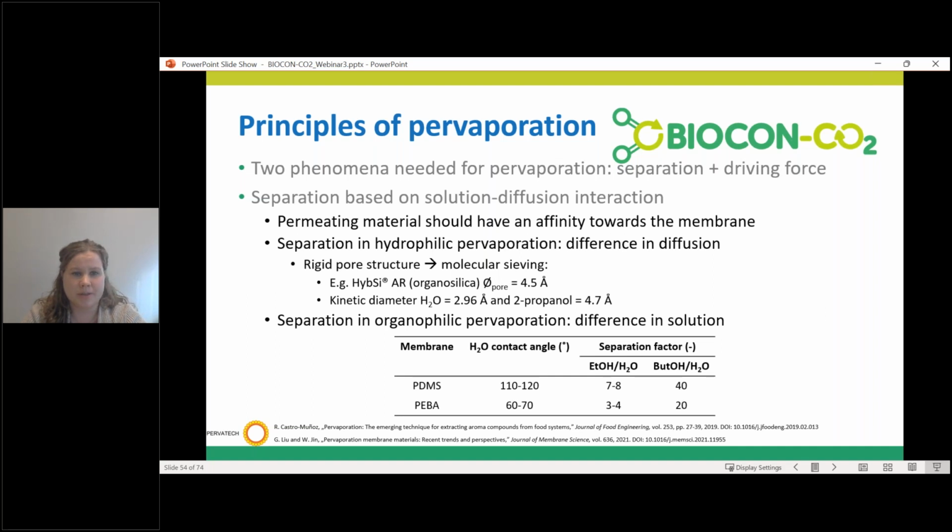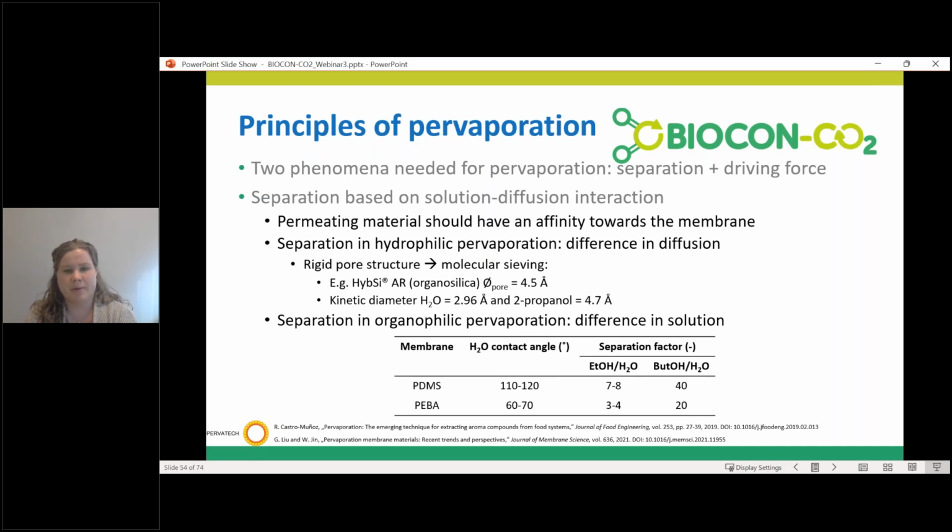For pervaporation to work, there are two phenomena which are needed. The first one is that the mixture will have to be separated, and the next is that the separated material will have to be permeated through the membrane using a driving force. The separation is based on the preferential solution and diffusion interaction of one material over the other in a mixture. The first key requirement for this is that the permeating material should have an affinity towards the membrane surface. So in hydrophilic pervaporation, this separation is often based on the difference in diffusion, because, for example, water has a higher diffusivity as compared to organic materials.